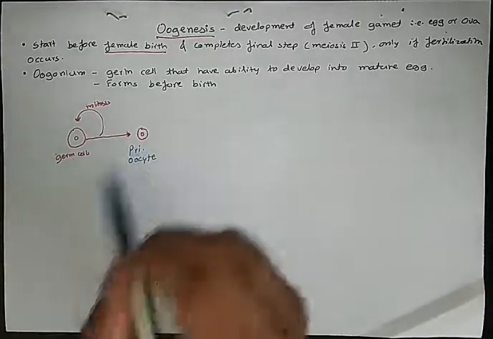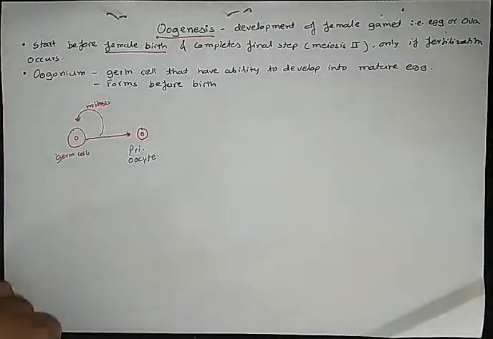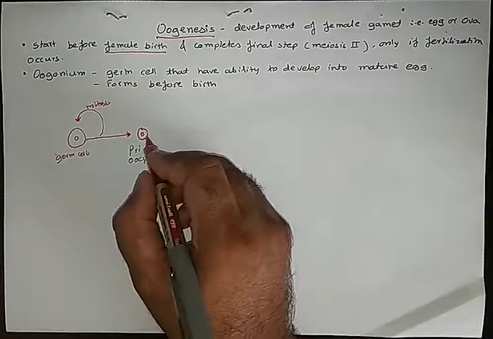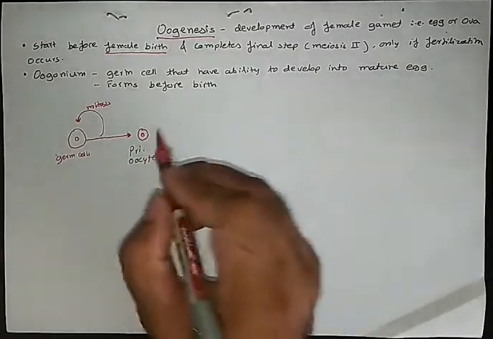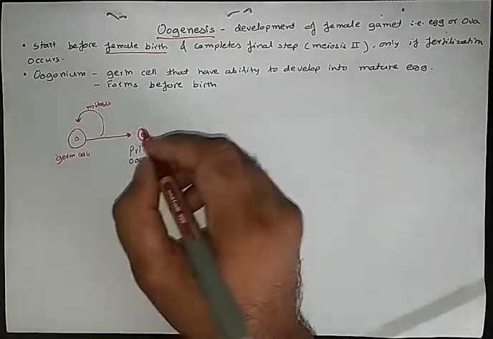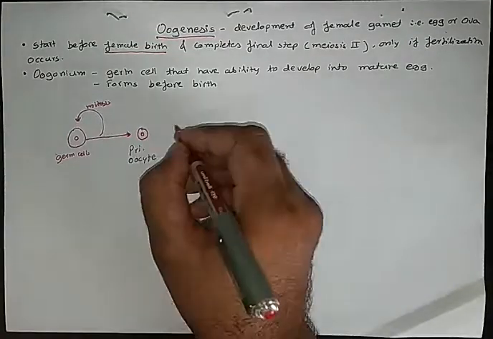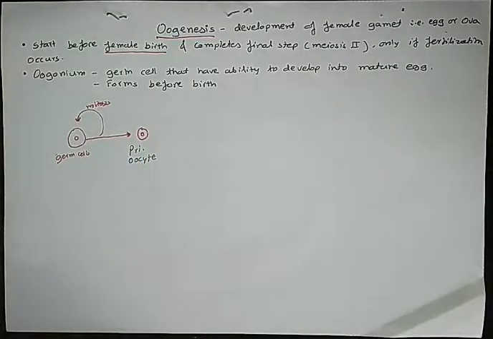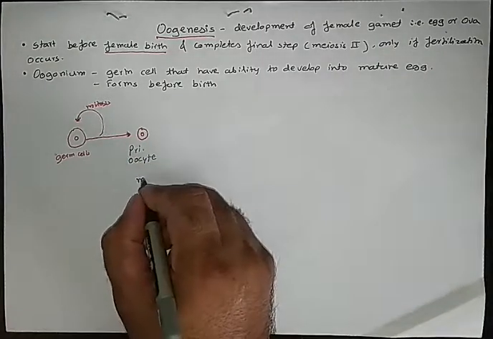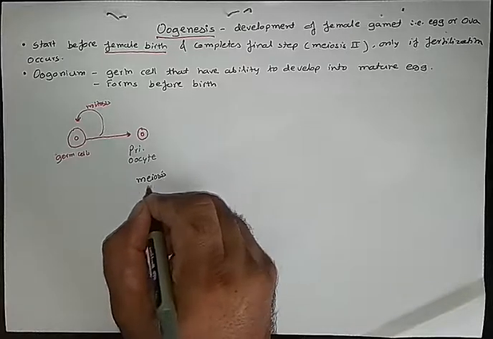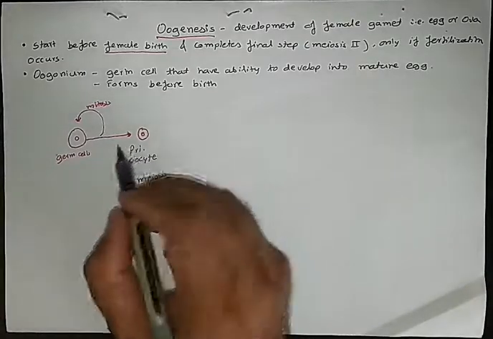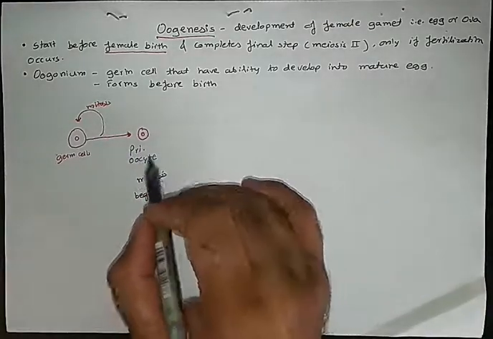Now remember, this primary oocyte goes through meiosis 1 and gets arrested in meiosis 1. So at this stage, meiosis 1 begins. We will write in a different color. So at this stage what is happening? Meiosis 1 begins. So this is before birth. Remember, this happens before birth.